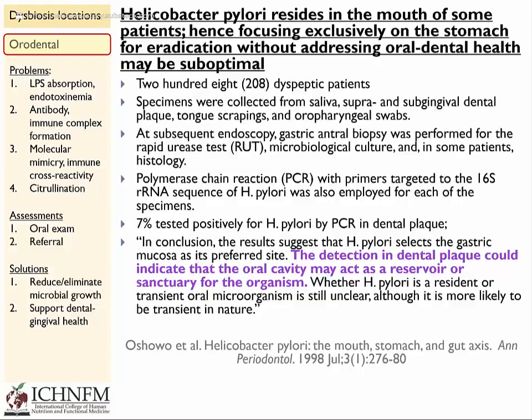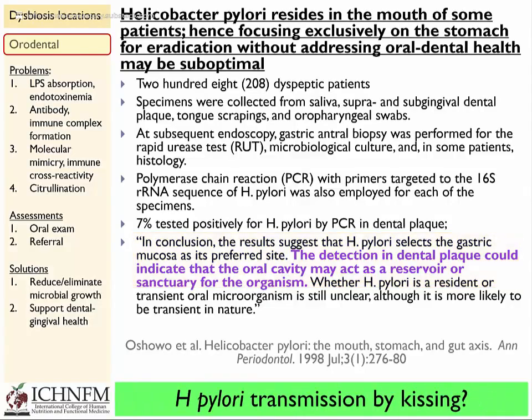Interestingly enough, also within the mouth, we see some residents there that we might not otherwise expect. Helicobacter pylori actually resides in the mouth of some patients, hence focusing exclusively on the stomach for eradication without addressing oral dental health may be suboptimal. As you can see in the conclusions toward the bottom of this page, the detection in dental plaque of Helicobacter pylori could indicate that the oral cavity may act as a reservoir or sanctuary for this organism. This also, of course, raises the possibility that Helicobacter pylori might possibly be transmitted by casual oral contact, such as kissing.